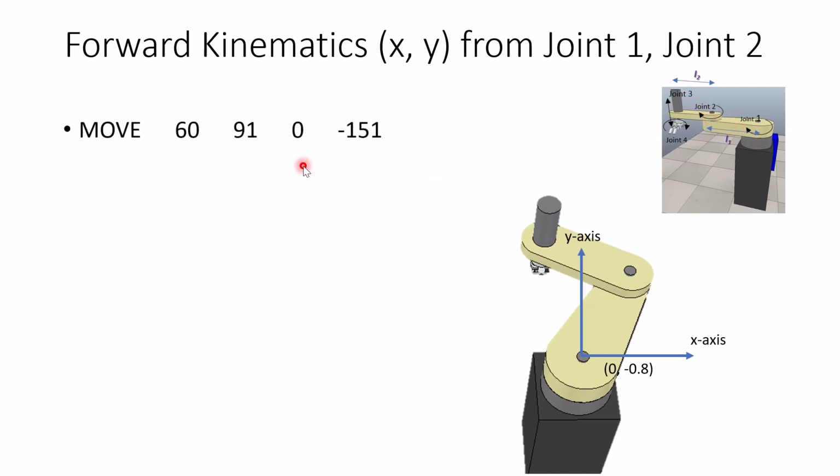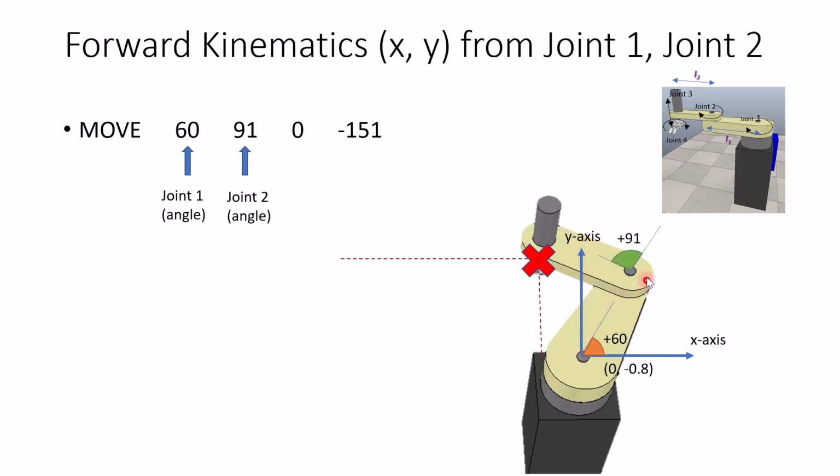Right, from the program that we've seen earlier, there is a command move 60, 91, 0 and minus 151. So the 60 degrees is actually the joint 1 angle, and the 91 degrees is the joint 2 angle. And this results in an XY location, which is the wrong pickup location. And again, the 60 degrees is located here, and the 91 degrees is the second joint, or joint 2.